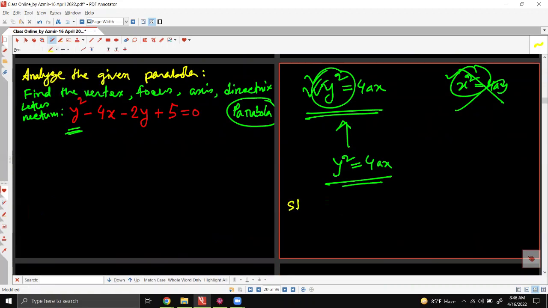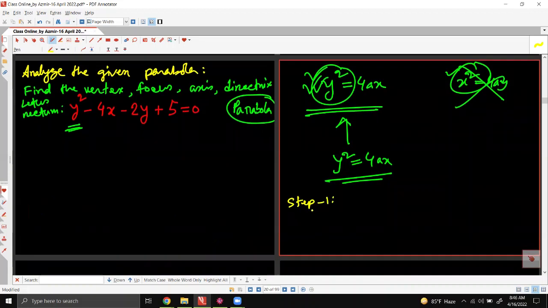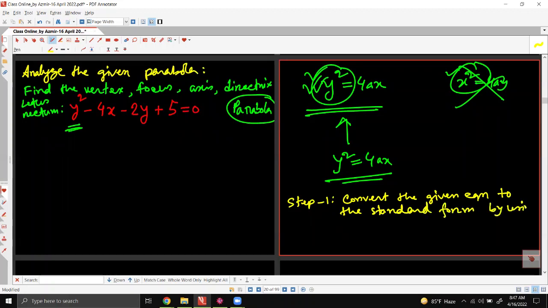For this, let us have a look at the steps that we have to follow. So step 1, we have to convert the given equation to the standard form by using completing square technique, or completing square method. So we have to convert the given equation to the standard form y squared equals 4ax or x squared equals 4ay, let's say, by using completing square method.